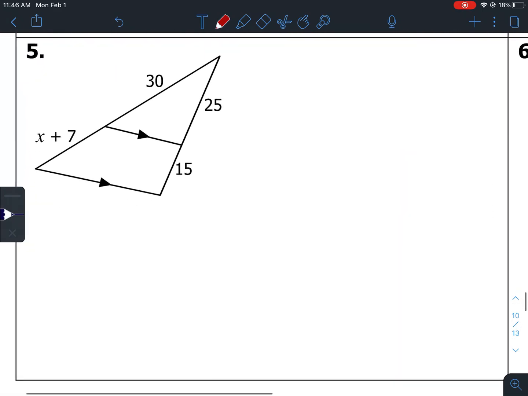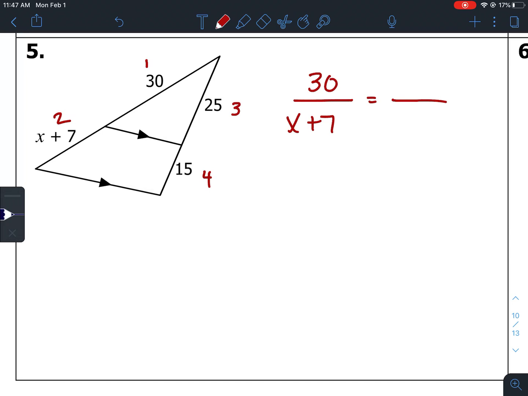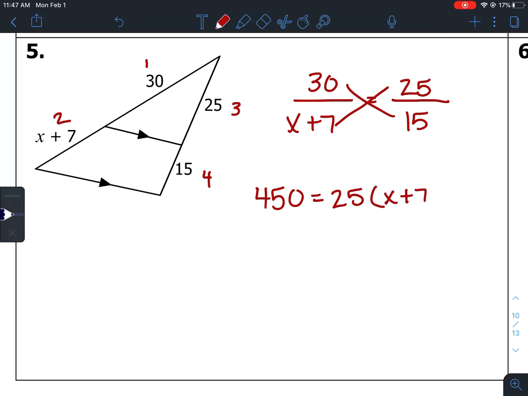All right, 5, here we go. So same thing, I'm going to do 1 and 2, 3 and 4. All right, so I'm going to do 30 over x plus 7 equals 25 over 15. Once again, cross multiply. 30 times 15 is going to give us 450 equals, now here's where people kind of forget, 25 times x plus 7. Remember, you got to take that 25 and multiply it to everybody on the inside. Okay, once you solve that, your final answer should be x equals 11.